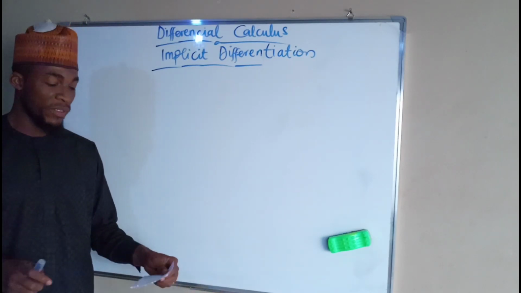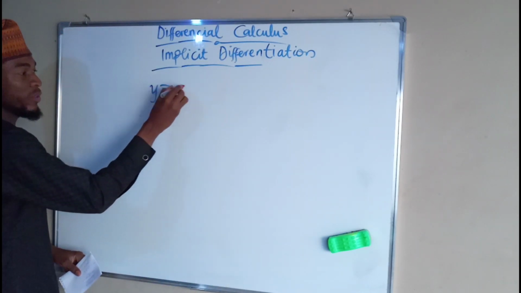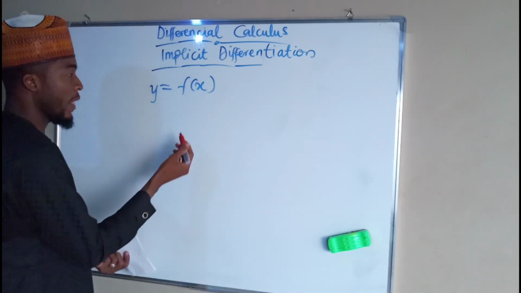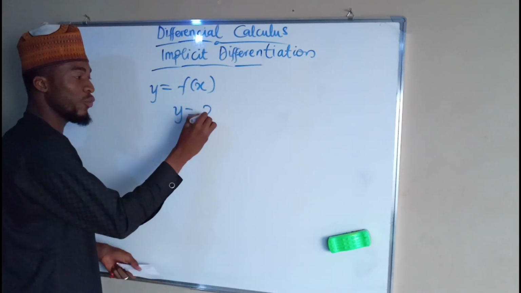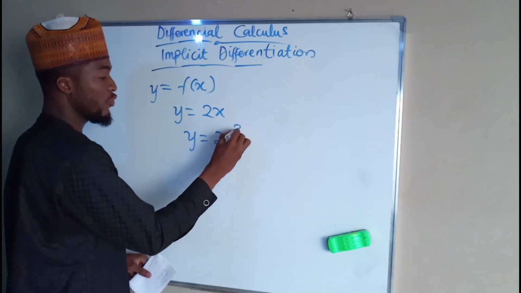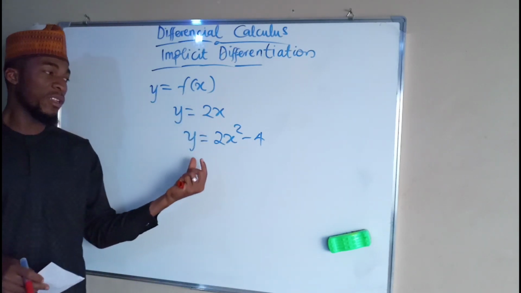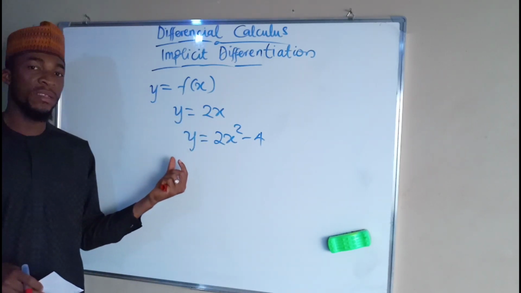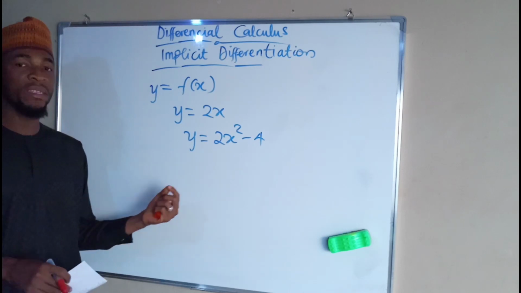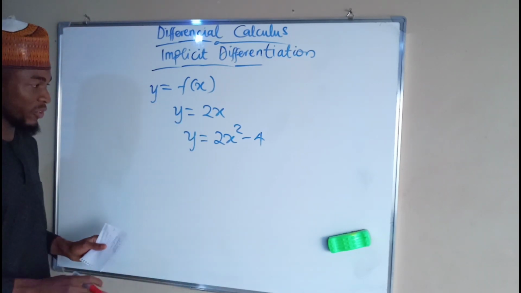Now, so far you have seen different examples in the form of y equals f of x. For example, we have y equals 2x, or y equals maybe 2x power 2 minus 4, and so on and so forth. In each of these expressions, y is expressed explicitly in terms of x. We call this type of function explicit functions.